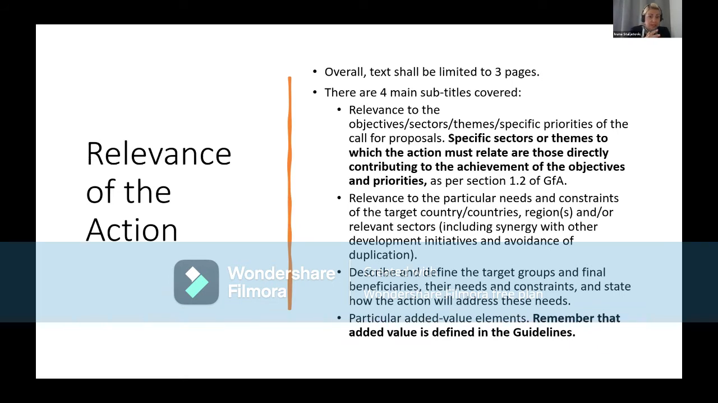For the relevance of the action, there are 4 main subtitles. As I said, first of all, you need to prove that the action you are proposing is relevant to the objectives and themes and specific priorities of the call, of the specific lot to which you are applying.